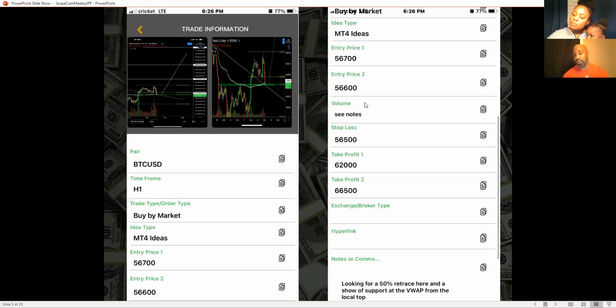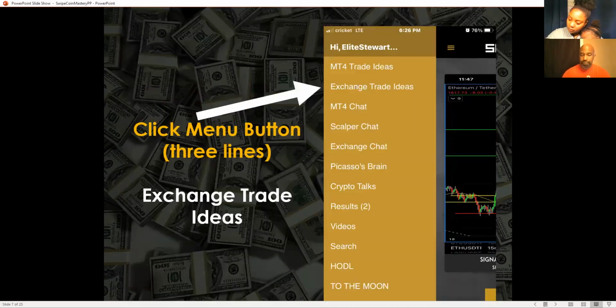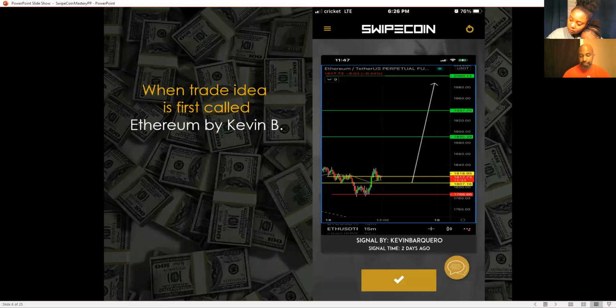Then it will give you your stop loss. It'll give you various take profit prices, and the educator will have some comments or notes along with that. Those notes will usually give you a general idea of what that educator saw in the trade and why they took the trade, and things along those lines.